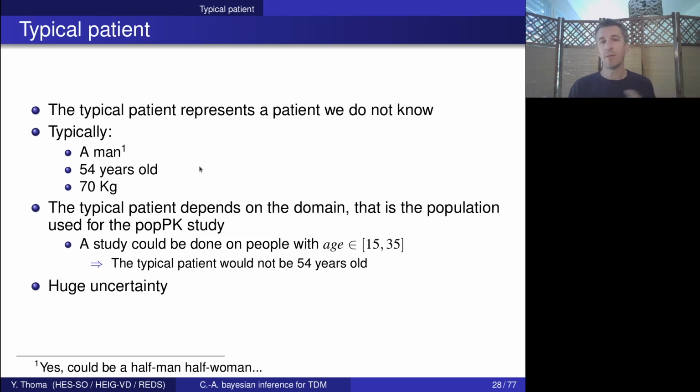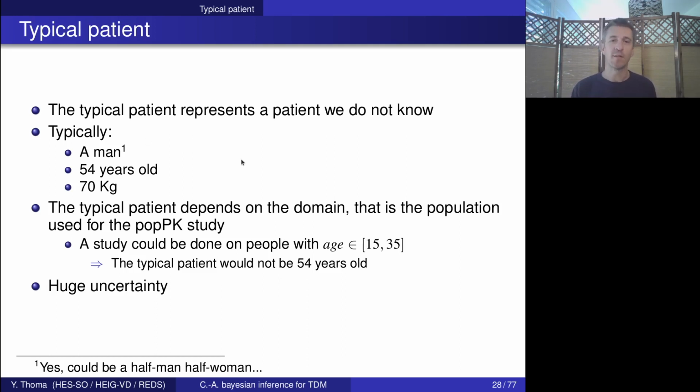So if we start here with the typical patient, that really depends on the population we have. So for instance, if we have a model that is based on adults, maybe the typical patient would be a man, 54 years old and 70 kilos. We can argue that the typical patient could be half man, half woman.